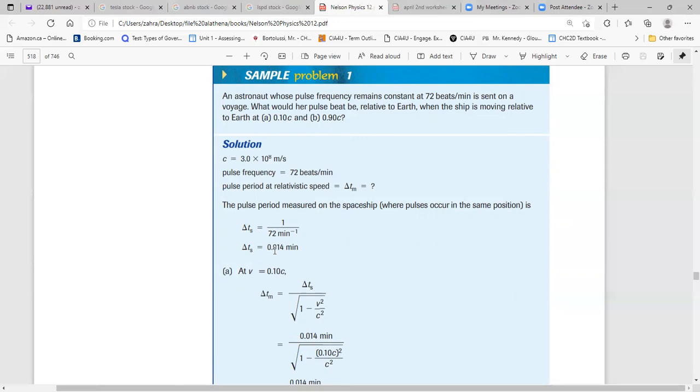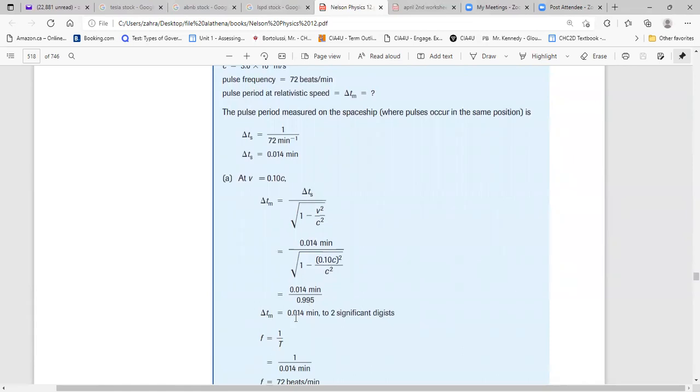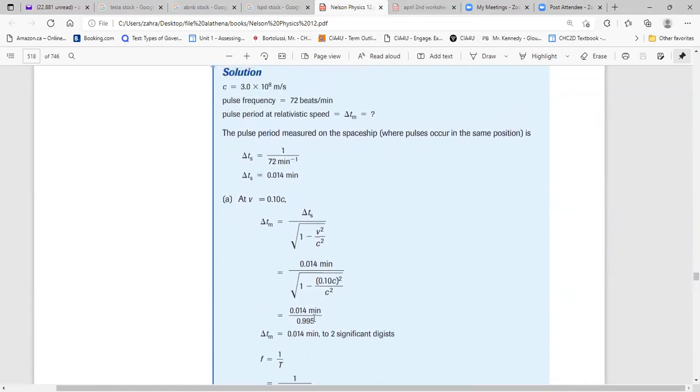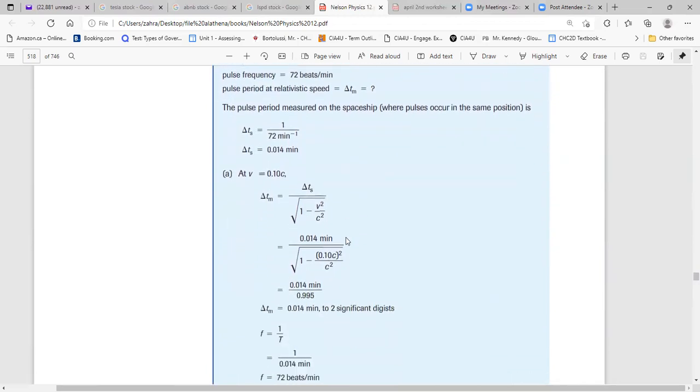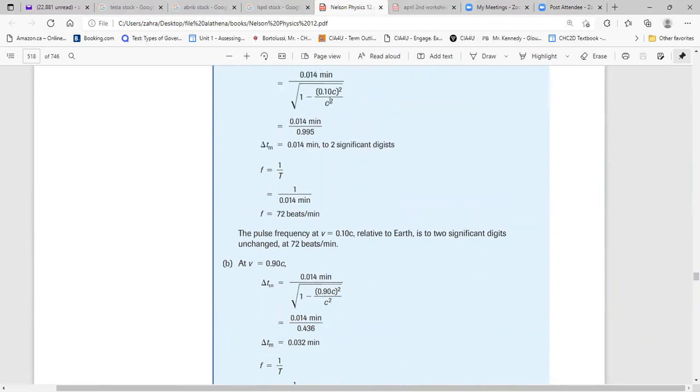So 1/72 is 0.014 minutes, and the velocity of the spacecraft is 0.1c. So instead of v², I put (0.1c)². So c² by c² cancels, and 0.1 squared. One minus that, you just put in your calculator. Delta Ts is the period that the astronaut inside the spacecraft measured. Put it there, and the delta t is going to be 0.014. If you do the same thing with 0.9c as the velocity of your spacecraft, you get 31 beats. So that is 0.9c compared to 0.1c.